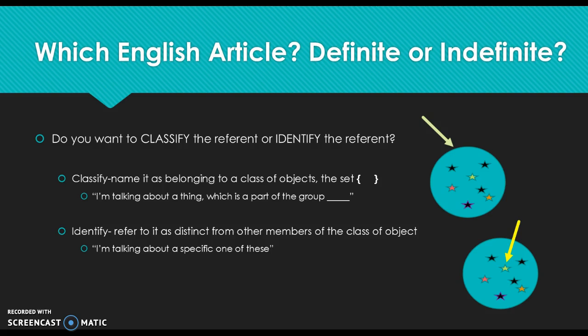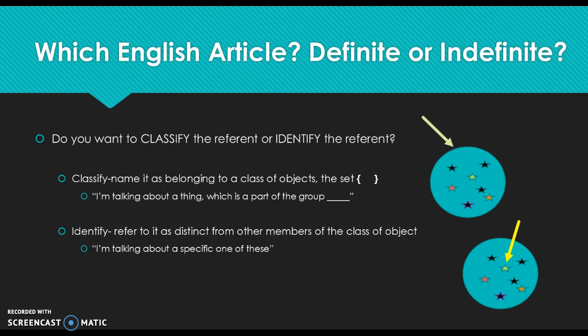So if we want to classify the referent, we're just saying, hey, I'm talking about a thing which is part of the group book, right? I'm classifying, I'm naming it as belonging to a class of objects, the set of all the books in the world. And that's what that first figure represents. There's a lot of books in the world, and I'm referring to one of that set. Not being specific, it's indefinite which one I'm referring to. I'm just classifying the set.